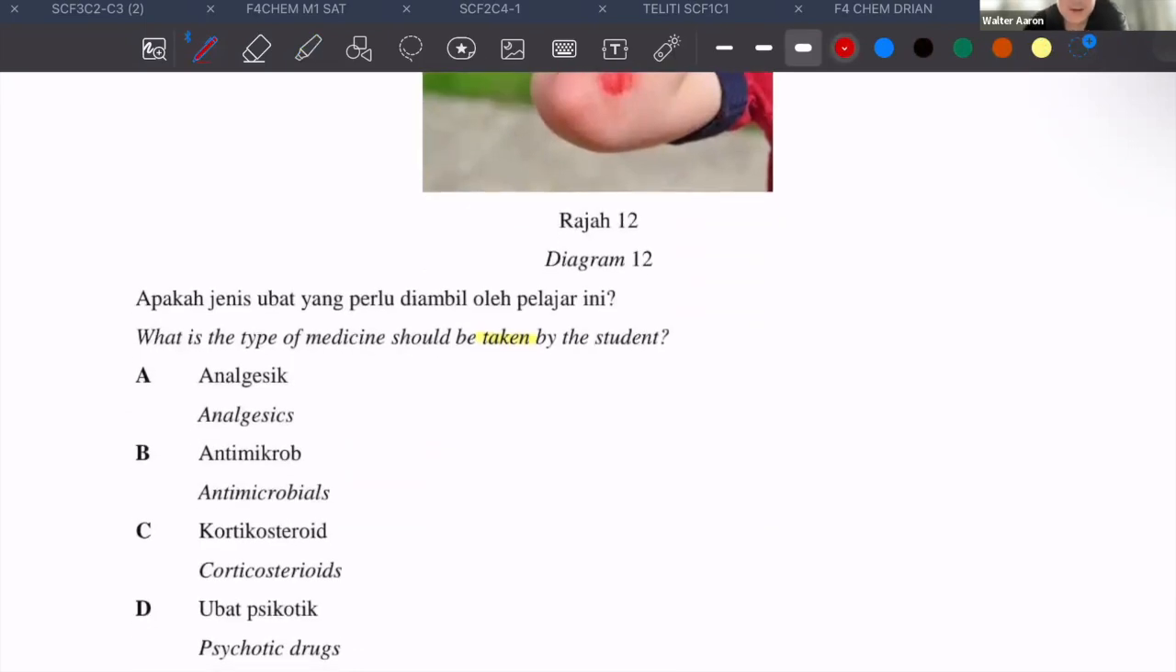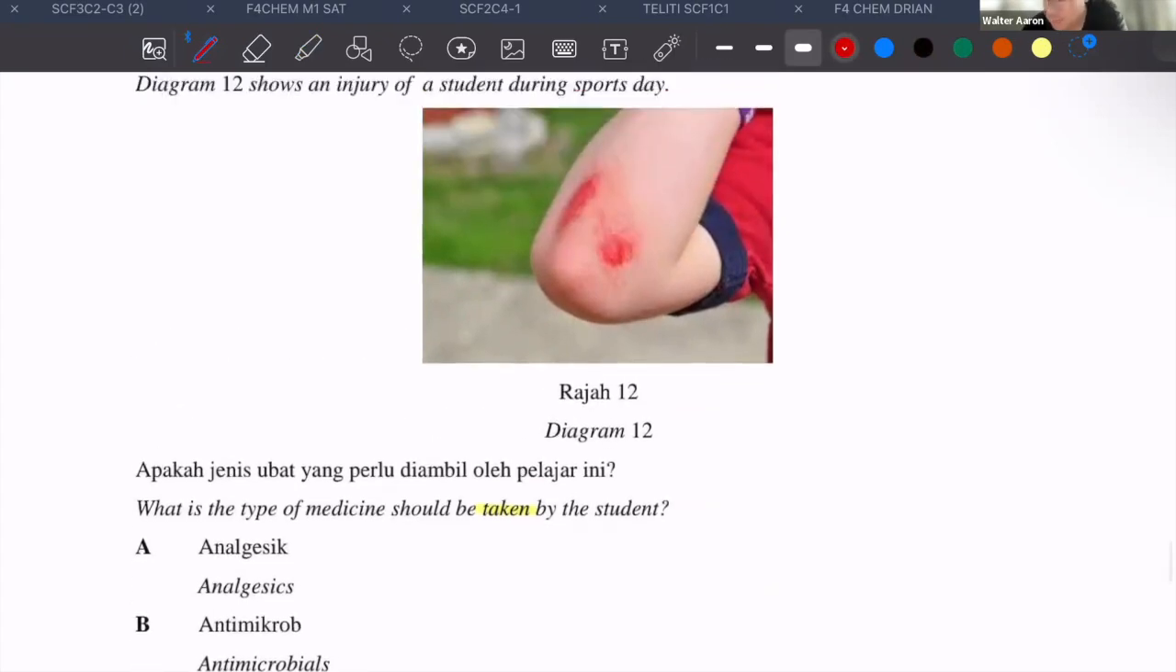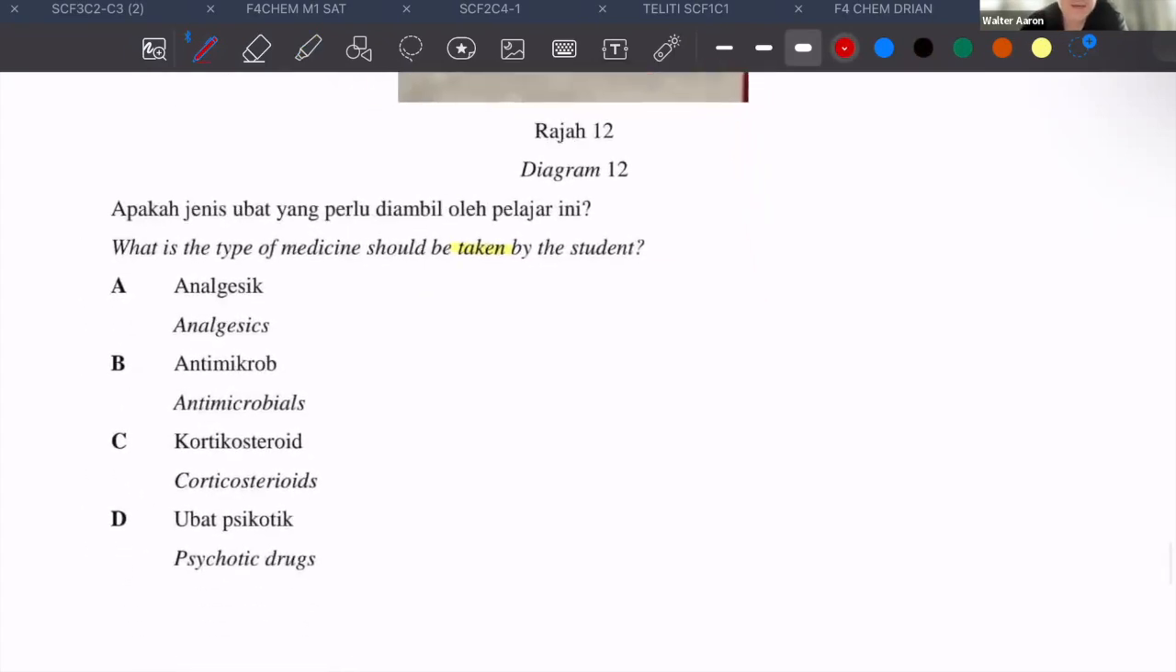Analgesic is actually a type of painkiller. It reduces the painful sensation. Antimicrobials, for example antibiotics, can be used to kill germs. But I don't see any pus coming out from the wound, so most likely it is not antimicrobial. Corticosteroids are steroid medications, normally used for allergic reactions and things like that. So C is definitely not it, and definitely not D. No person in their right mind will eat antipsychotic drugs when they scrape themselves. Can you imagine, oh, I fell down, let's eat some antipsychotics? Doesn't make sense, so that's definitely wrong.